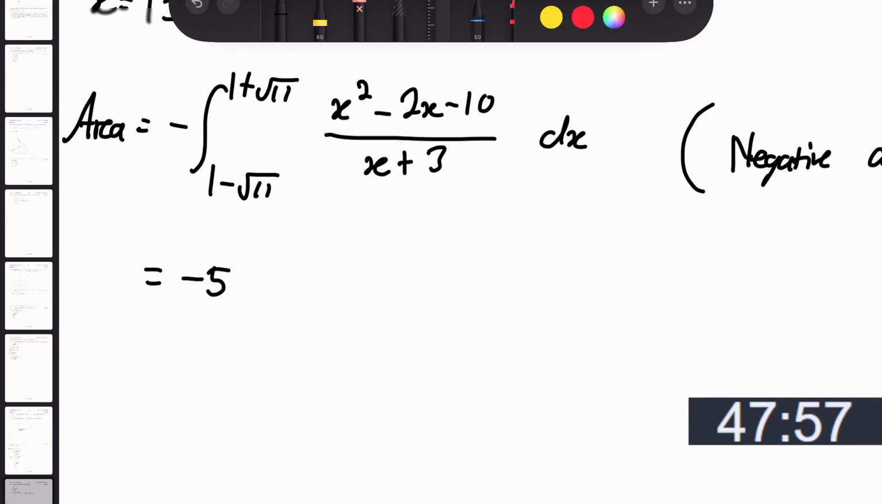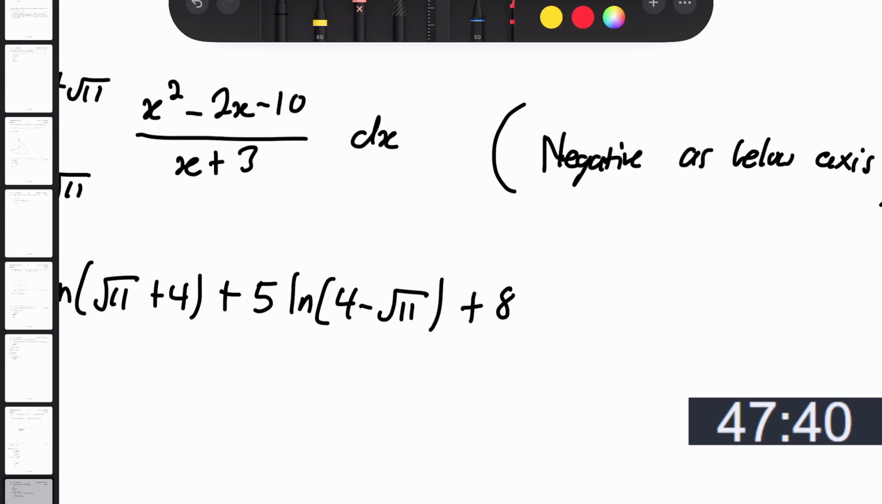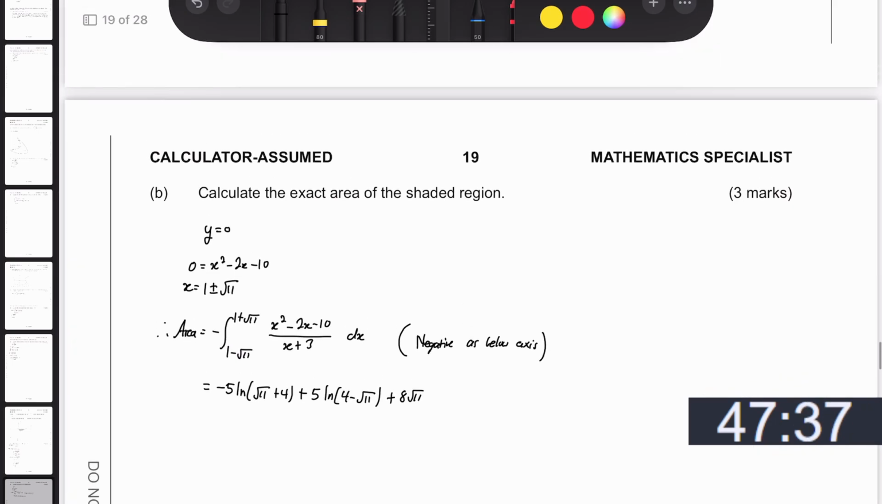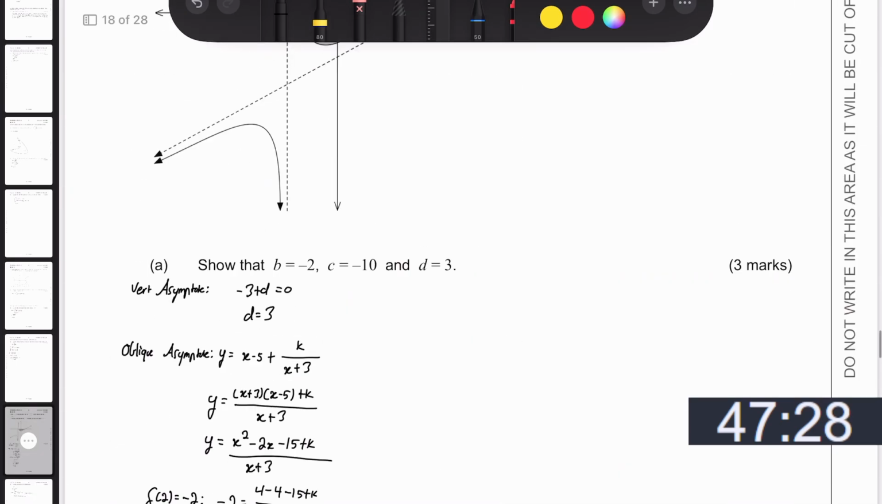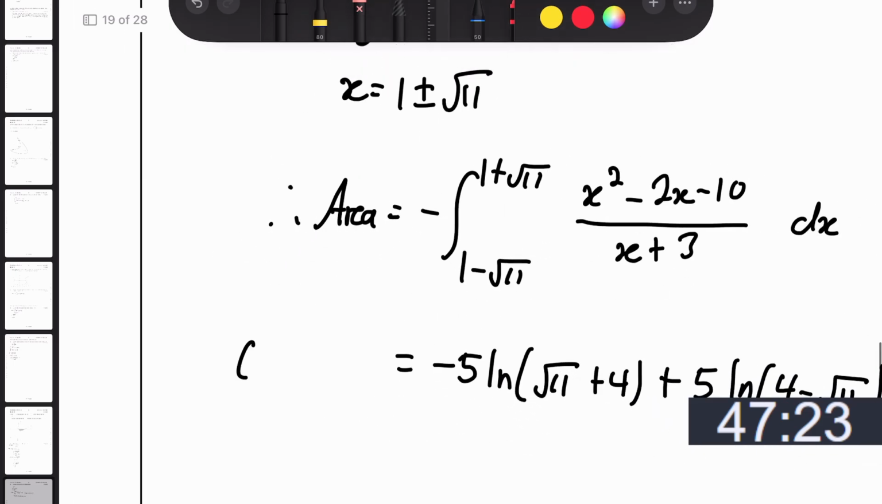Okay, so negative 5 ln of square root of 11 plus 4, plus 5 ln of 4 minus square root of 11, plus 8 square root of 11. Apparently that's the exact area. Did they want me to do that by hand? Surely they don't care about me doing that by hand. I could, but it's only 3 marks.